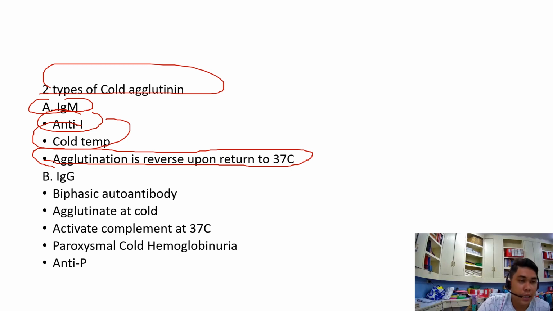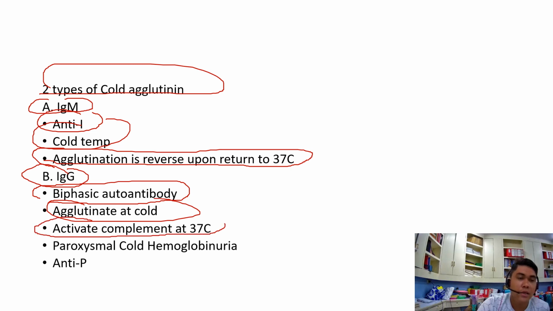Okay. Second type of cold agglutinin, you have your IgG. So it's a biphasic autoantibody. Meaning of biphasic, it can react at cold temperature and also at 37 degrees Celsius. So it agglutinates at cold, and it also activates the complement system at 37 degrees Celsius. Okay, so example is paroxysmal cold hemoglobinuria, and the autoantibody is anti-P, an antibody against your P blood group system. Okay, so that's for IgG.